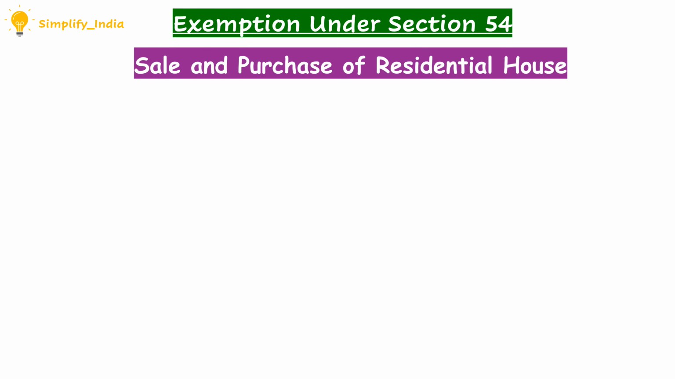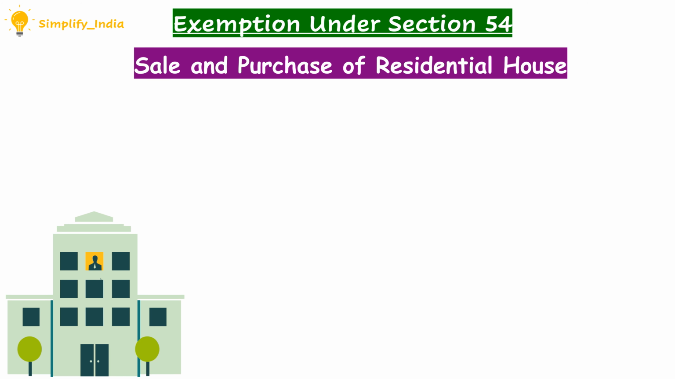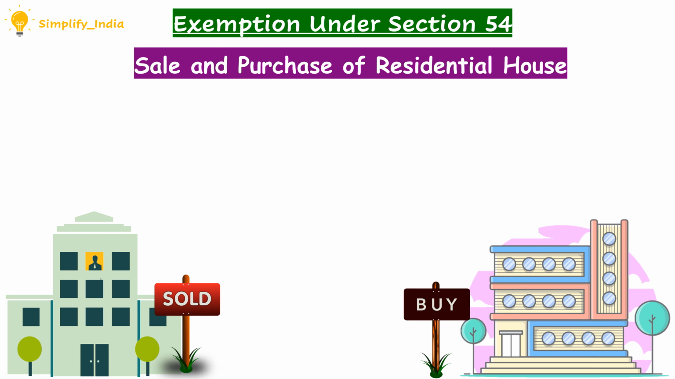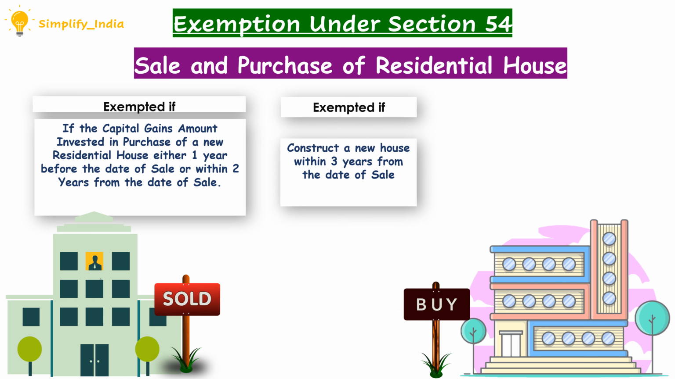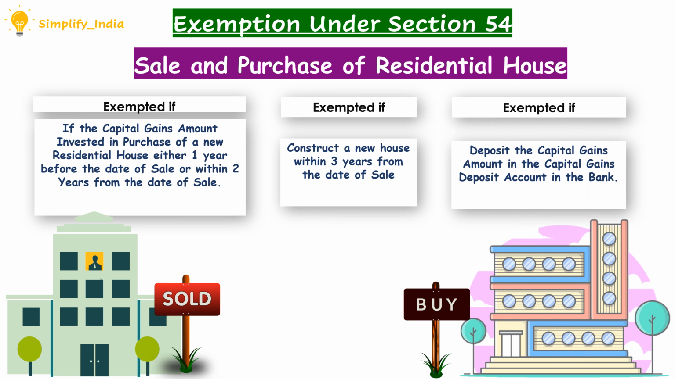First, we are going to learn the exemption under section 54, that is, sale and purchase of residential house. Any long-term residential house held by an assessee is sold and the capital gains arising out of it can be claimed as exemption if the capital gain amount is reinvested in purchase of a new residential house either 1 year before the date of sale or within 2 years from the date of sale, or construct a new house within 3 years from the date of sale, or deposit the capital gains amount in the capital gain deposit account in the bank, provided the new house is held by the assessee for a period of 3 years. If not, the exemption will be withdrawn.